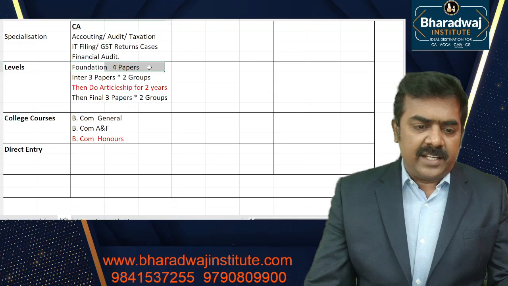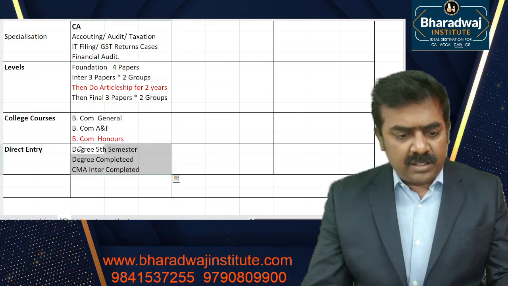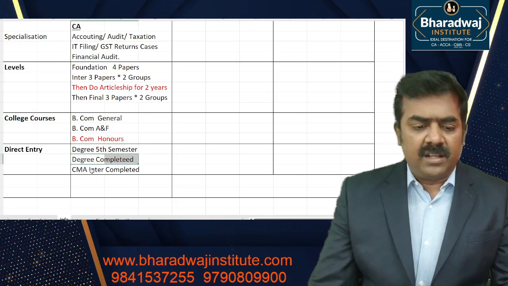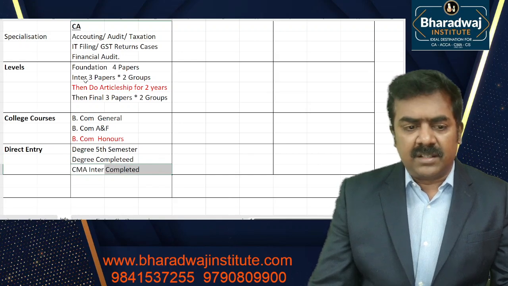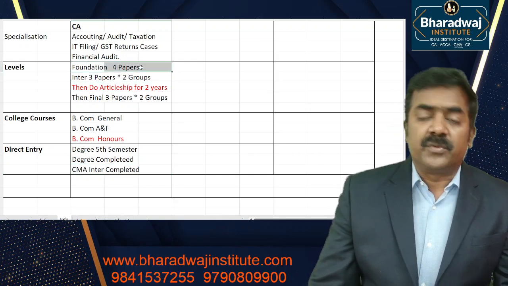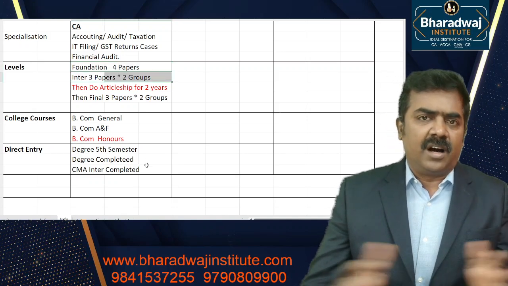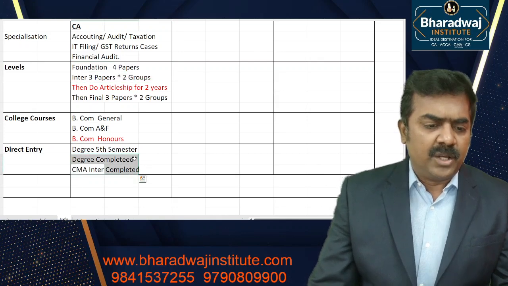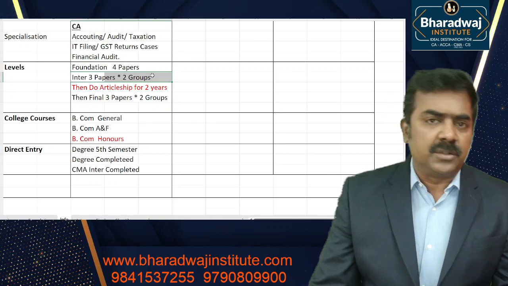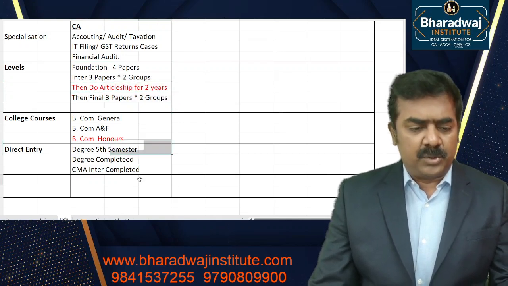Sir, can I skip foundation? Can I directly enter into intermediate level? Yes. If you have completed degree 5th semester, or you completed your degree, or you completed your CMA inter, then you can directly join your intermediate level, where you need not write your foundation exams. If you are a third year college student or completed degree or completed CMA inter, you can join in the direct entry scheme, where you have to just write inter, two groups of three papers, then do articleship for 2 years, then final course like that.